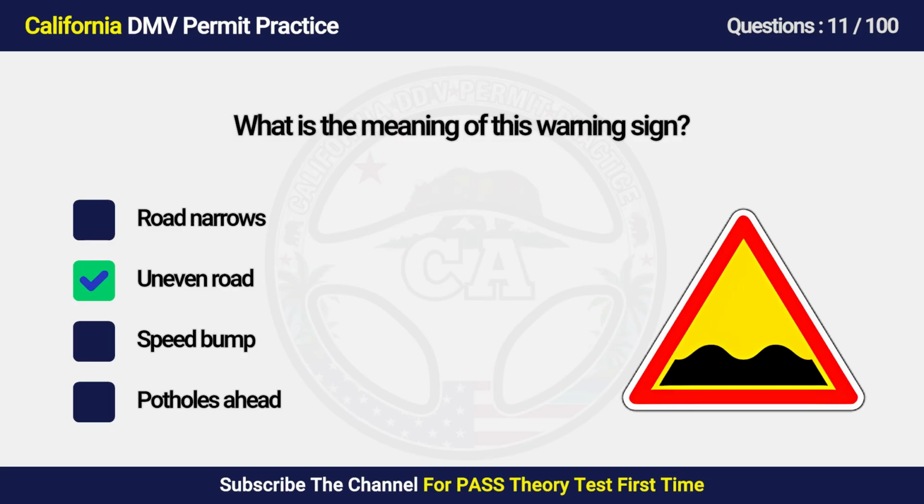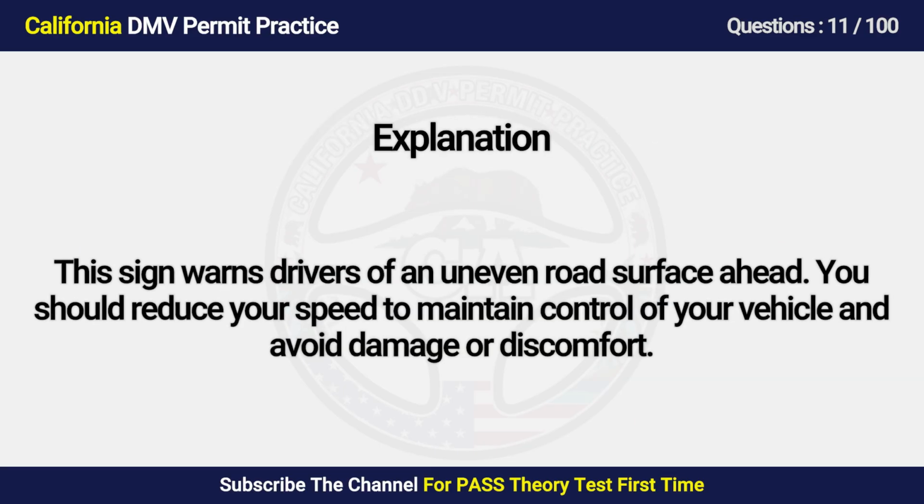Answer is B. Uneven road. This sign warns drivers of an uneven road surface ahead. You should reduce your speed to maintain control of your vehicle and avoid damage or discomfort.